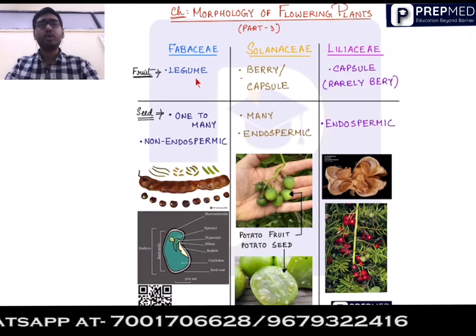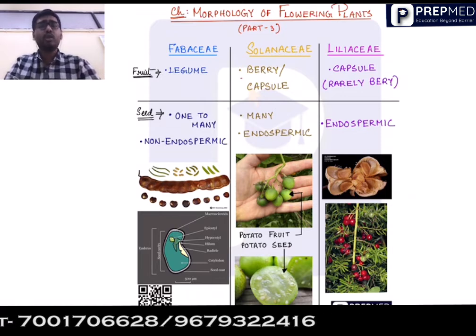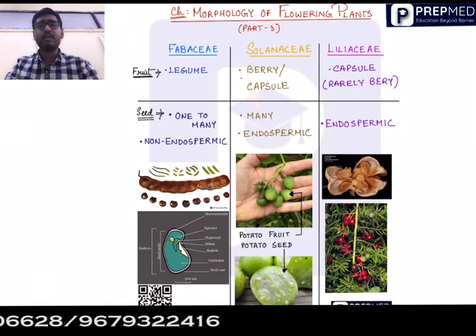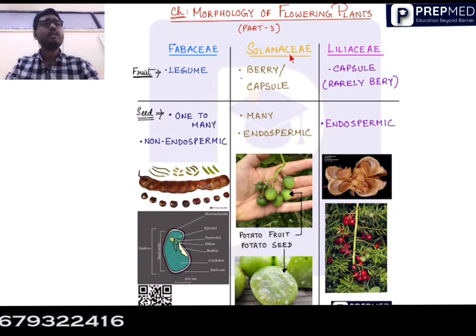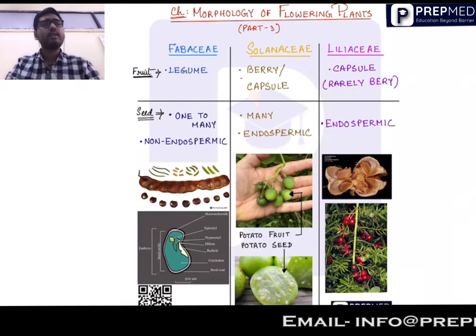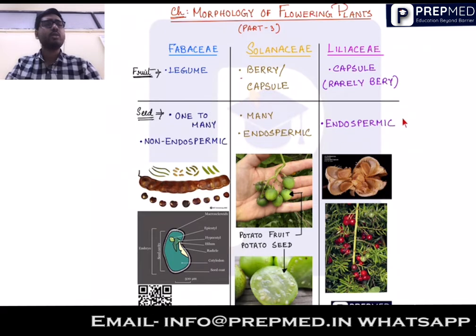Fabaceae, as we all know, are leguminous plants. They have root nodules and nitrogen fixing bacteria. Solanaceae fruits are berries or capsules. Liliaceae are mainly capsules and rarely berries. Okay, and seeds are one to many, non-endospermic, endospermic, endospermic.